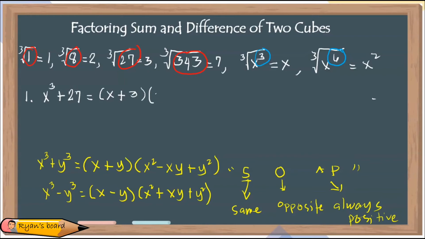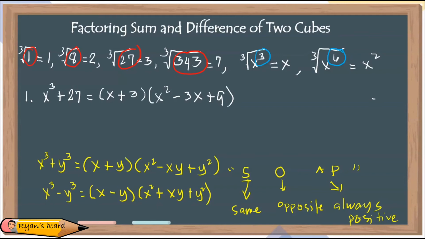Next, ano ang sign? O. Opposite sign ng given. So, kung plus ang given, yan ay minus. Then, multiply this one, x times 3 or 3 times x. Okay? So, that is 3x. What is the next sign? Always positive. Yan. 3 times 3 is 9. Okay? So, write this one, 9.